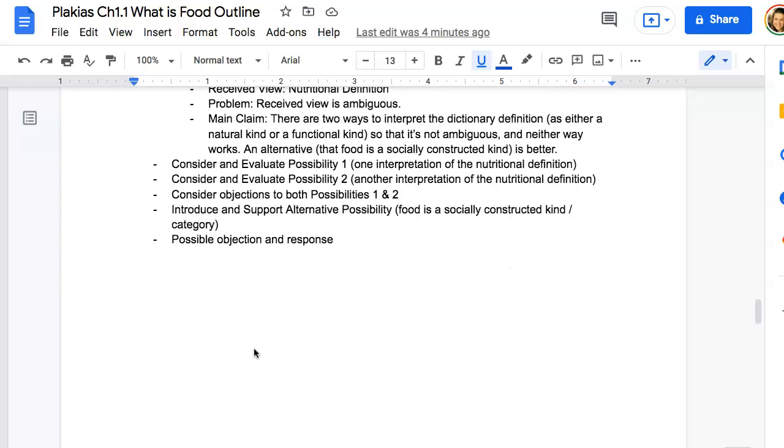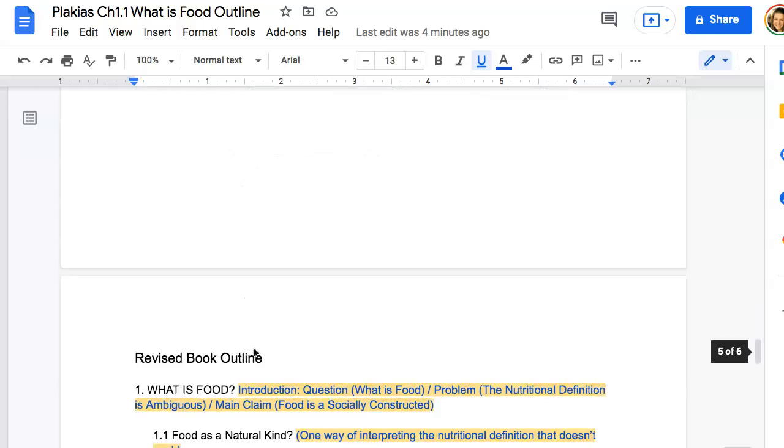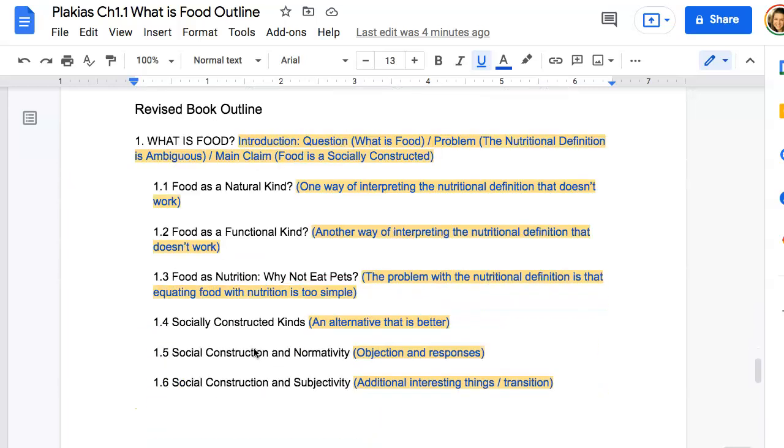So then I went back and I added subtitles to the book outline that are more informative about what the point of each section is and how it all fits together into a whole. And this was a crucial step in my mapping the argument so I don't get lost in the weeds but can see the bigger picture. So here's my first subtitle. What is food? Introduction. Question. What is food? Problem. Nutritional definition is ambiguous. Main claim. Food is socially constructed.